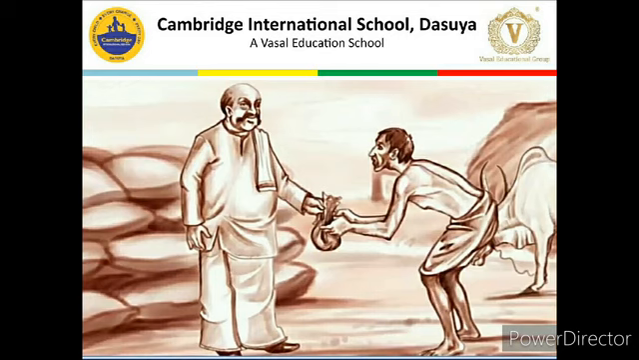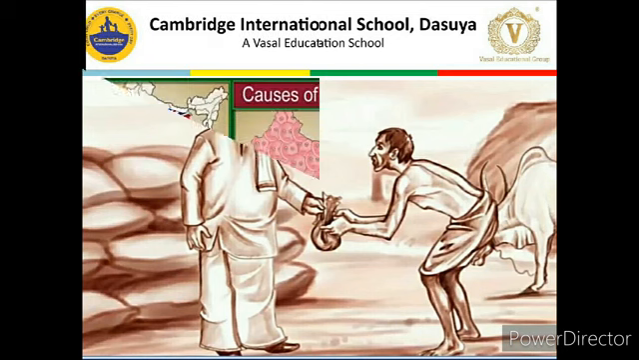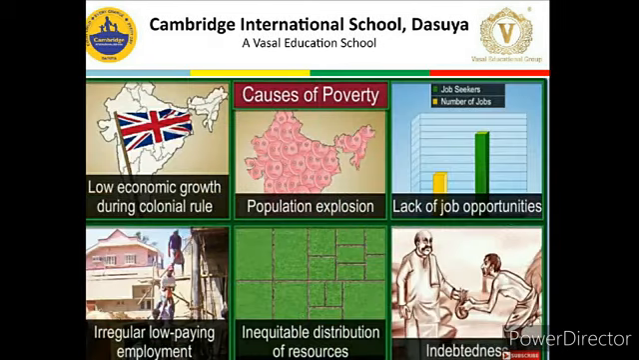So this was the topic, causes of poverty. Let me summarize this. There are a total of 6 causes of poverty. Number 1, low economic growth. Number 2, high population growth. Number 3, lack of job opportunities. Number 4, irregular income. Even if people have a job, their incomes are irregular. Then fifth is unequal distribution of land, and the sixth one is indebtedness of poor people.